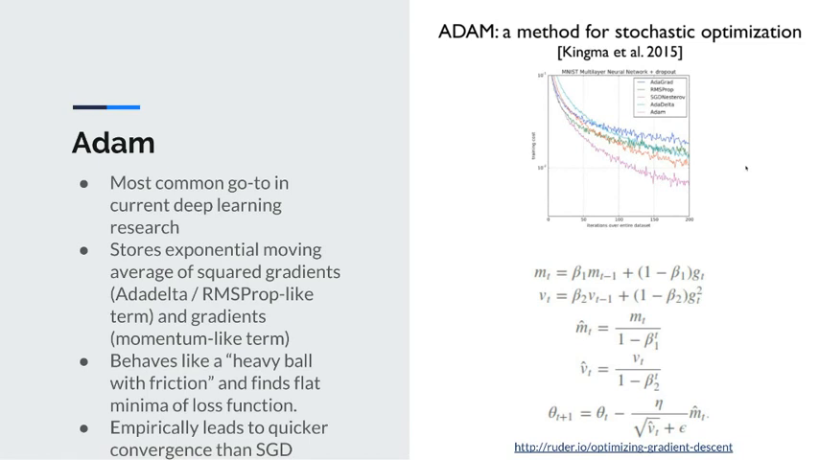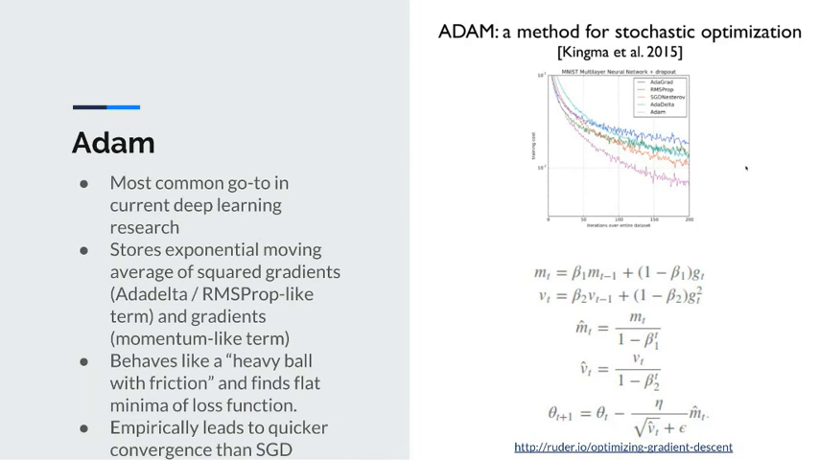Next, let's take a look at Adam. Adam is probably the most common go-to optimizer in current deep learning research. Like Adadelta and RMSProp-like methods, which we call adaptive learning methods, it stores an exponential moving average of squared gradients and uses that term to normalize updates. In addition, it has a momentum-like term where you store an exponential moving average of gradients. So it qualitatively behaves like a heavy ball with friction and tends to find flat minima of the loss function.